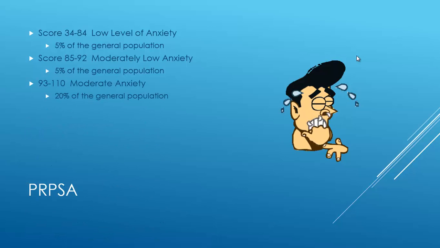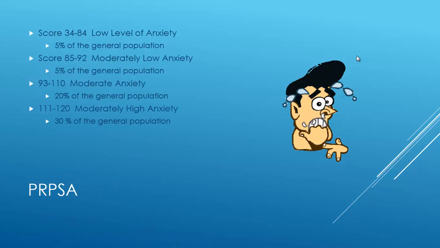The next score range is 93 to 110. This is moderate anxiety. If you scored in this range, you score as well as 20% of the general population. So now we're getting into a more normal category. 20% of the general population have moderate anxiety. And that's no small feat. You're amongst a significant portion of the general population.